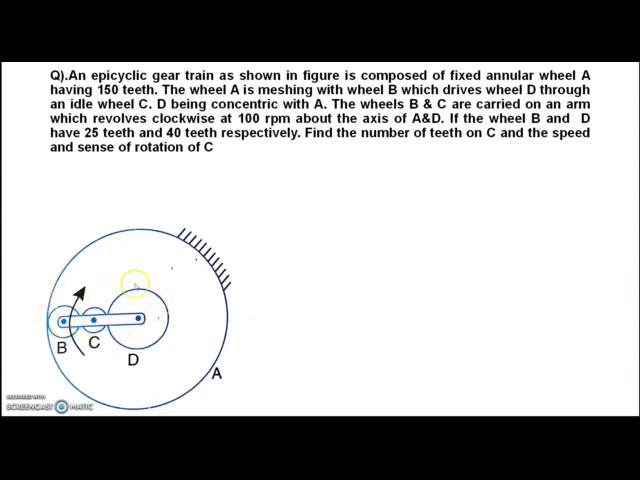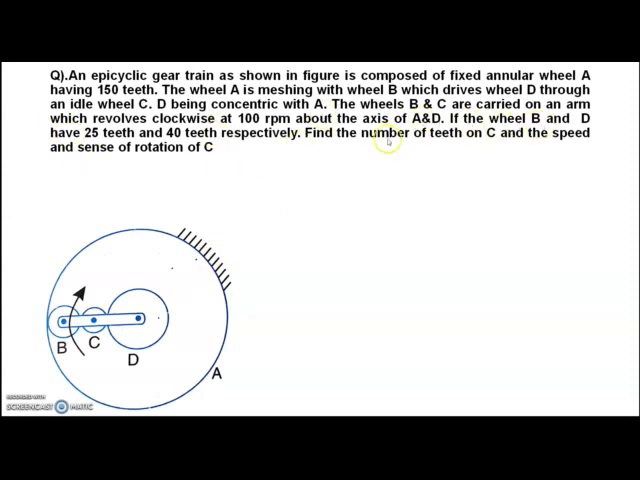All these 4 wheels A, B, C, D are meshing with each other, so the module is the same, as I discussed in the earlier slide. D being concentric with A, this sentence has lots of meaning that we will come to know now. The wheels B and C are carried on an arm which revolves clockwise at 100 rpm. Here the speed of the arm and direction is given, that is 100 rpm, about the axis of A and D.